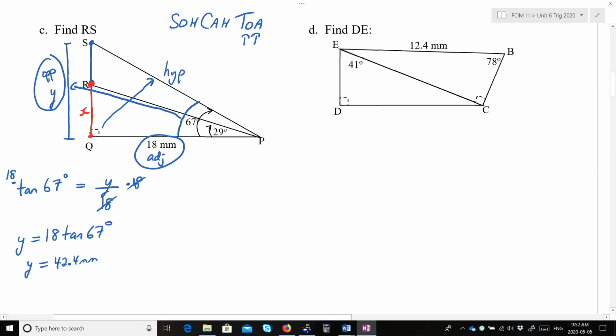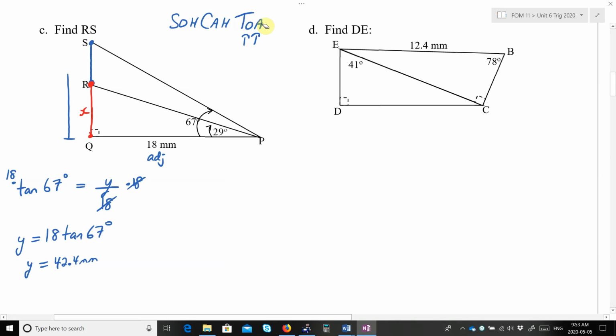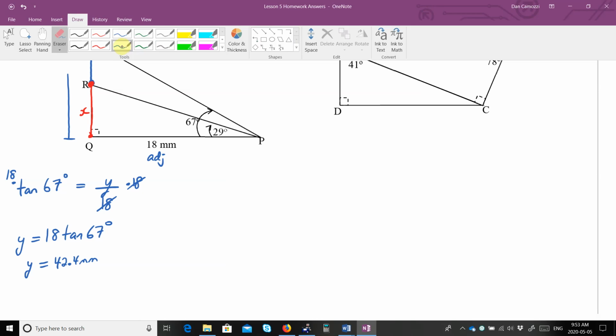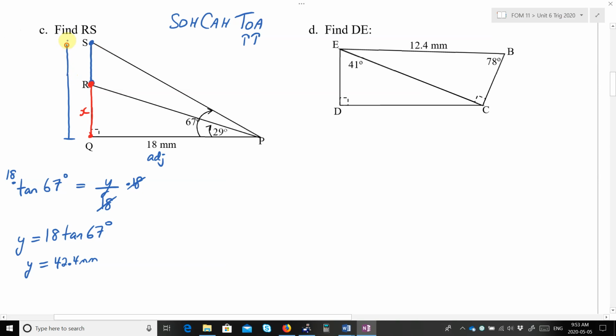So there's y. And now let's go and figure out x. Maybe we can erase some things. I should have left that at least. Leave that, this is y.